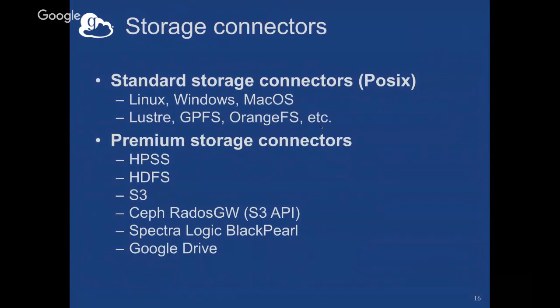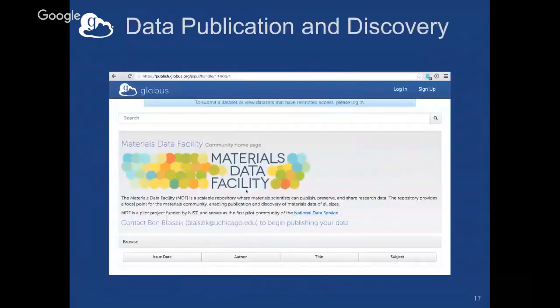Storage connectors, right? I mentioned at the beginning, it's bring your own storage. So we support a bunch of storage systems and are adding more all the time. Standard storage connectors are POSIX, essentially any POSIX file system: Linux, Mac, Windows, cluster file systems, stuff like that. Then we have what we call premium storage connectors, which are things like HPSS mass storage system, HDFS Hadoop file system, Amazon S3, Ceph, SpectraLogic BlackPearl object storage appliance, and Google Drive is coming soon. These are different connectors that allow Globus to work with these different sorts of systems. So if there are ones you're interested in, let us know.